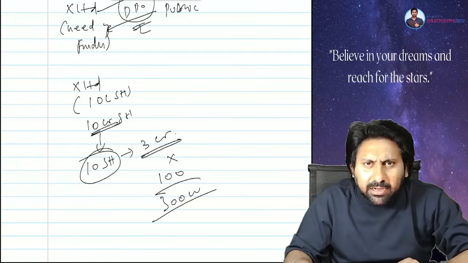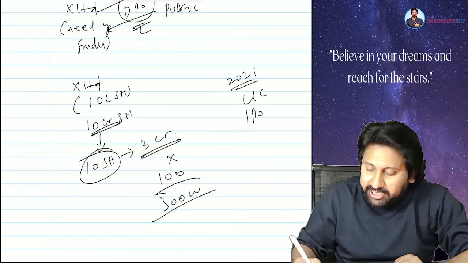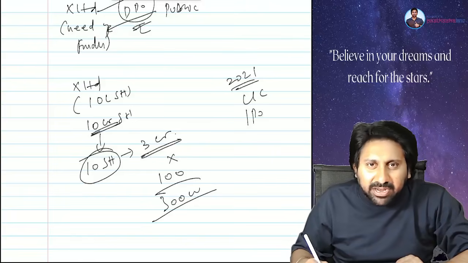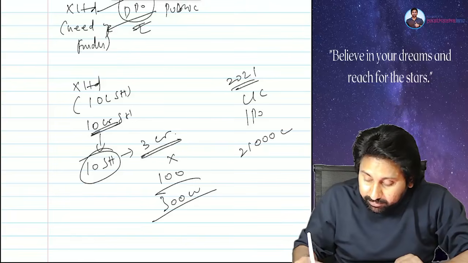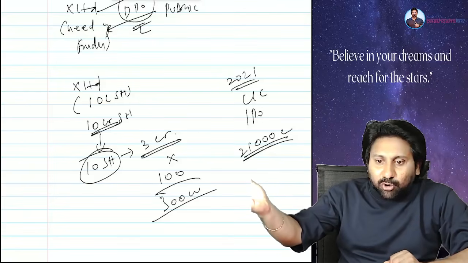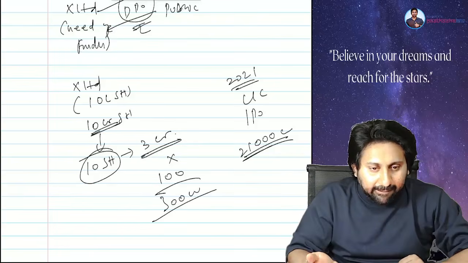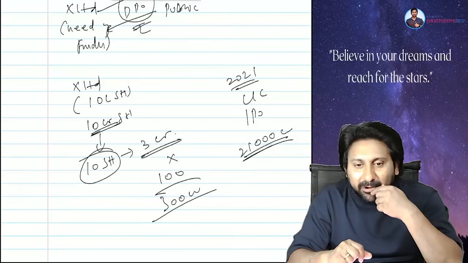Do you know what happened? In 2021, LIC went for an IPO, initial public offer. Do you know how much money they raised? 21,000 crore. Now a doubt will come. In your bank balance, 8 lakh crores are there. Why do you need 21,000 crores? Did you understand my point or not?